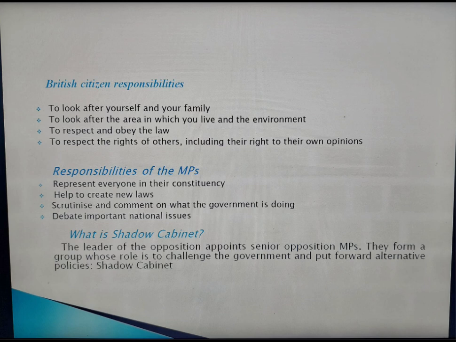own opinions. Responsibilities of MP: represent everyone in their constituency, help to create new laws, and scrutinize and comment on what the government is doing, and debate important national issues. Next, what is the shadow cabinet? The leader of the opposition appoints senior opposition MPs. They form a group whose role is to challenge the government and put forward alternative policies. This is called the shadow cabinet.